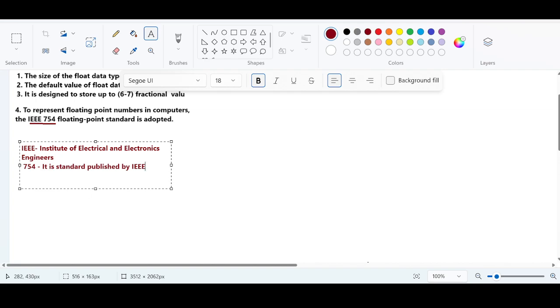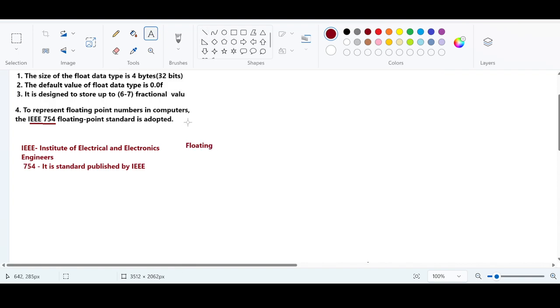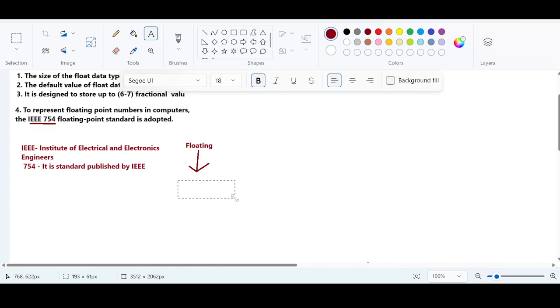Okay. What does this institute say? In order to store a floating point number, if you want to convert a floating point number to the binary representation, they have adopted a standard called the IEEE 754 standard. By using this standard, they started storing the binary form of the floating point value.